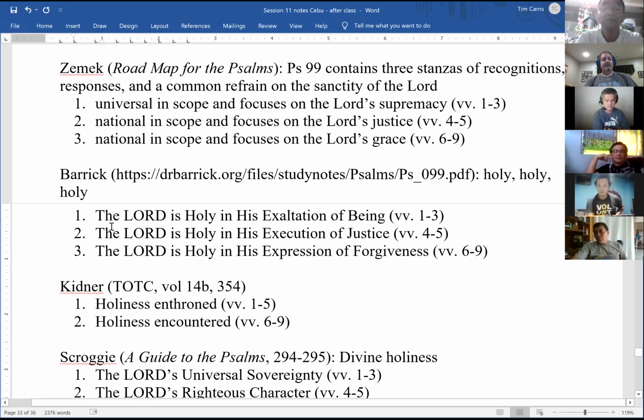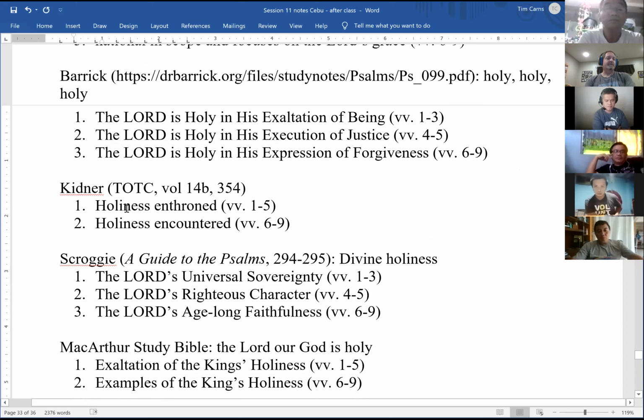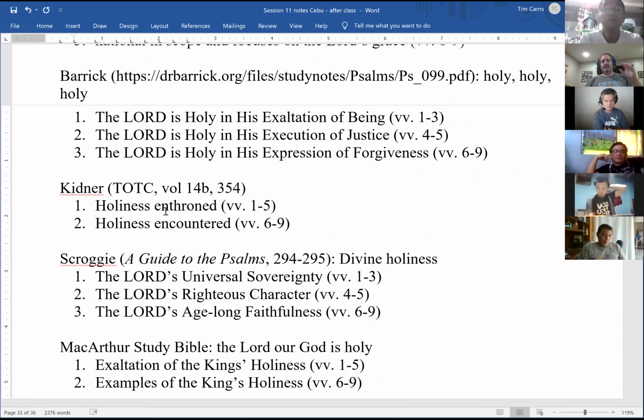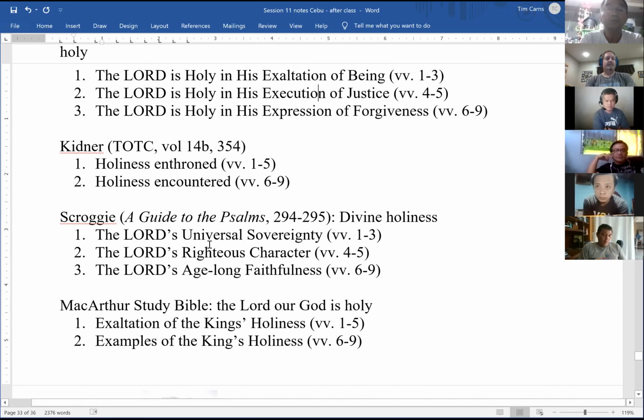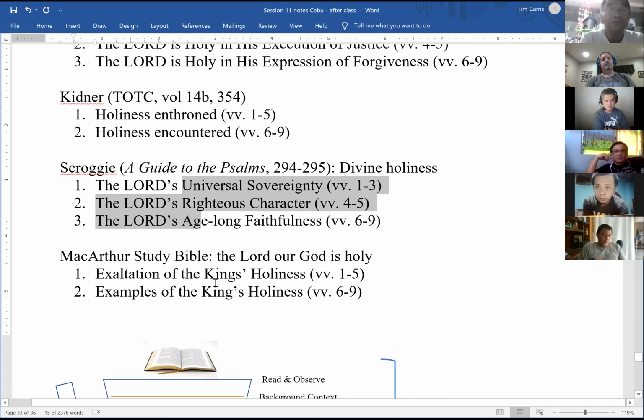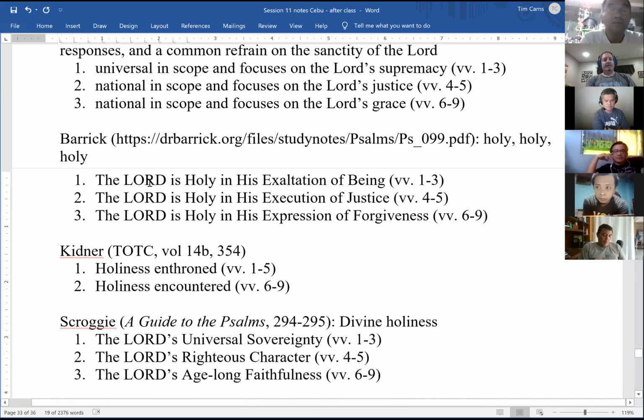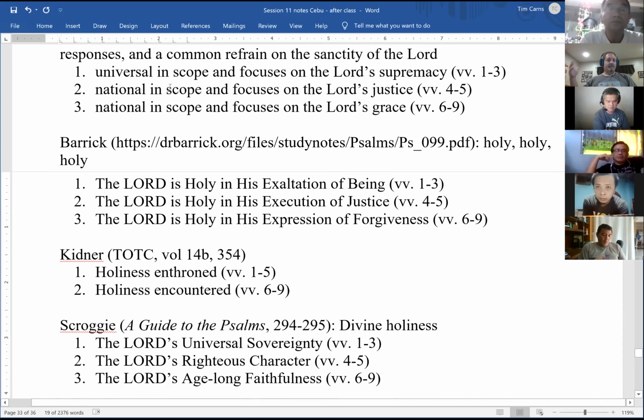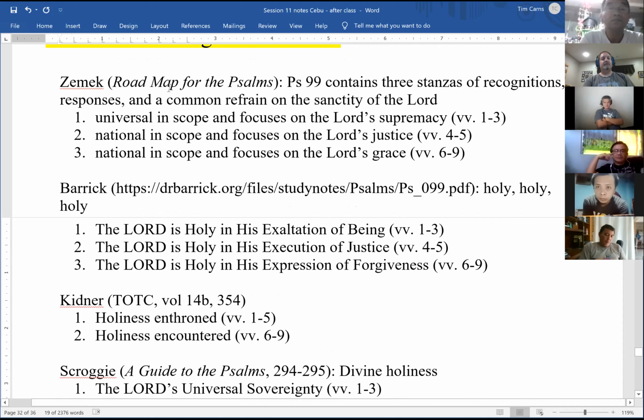Now here's some guys. Kidner had a little different one. He split it into 2 stanzas. But again, we had a lot of discussion about this and why there are 3 stanzas, because we see that holy is he, holy is he, holy is the Lord our God. It seems to divide it clearly into 3 stanzas, not 2. Graham Scroggie also had 3 stanzas, and then the MacArthur Study Bible only had 2 as well. But again, Dr. Barrick and Dr. Zemek, very close to what we had come up with.